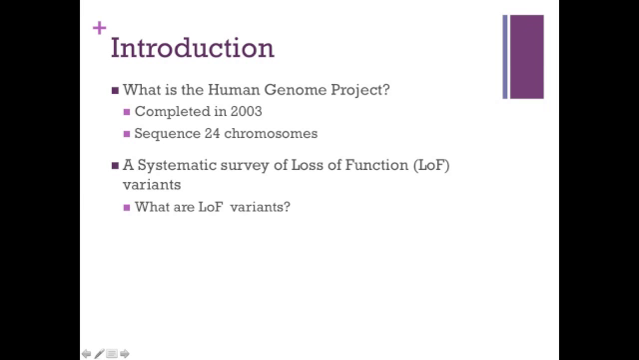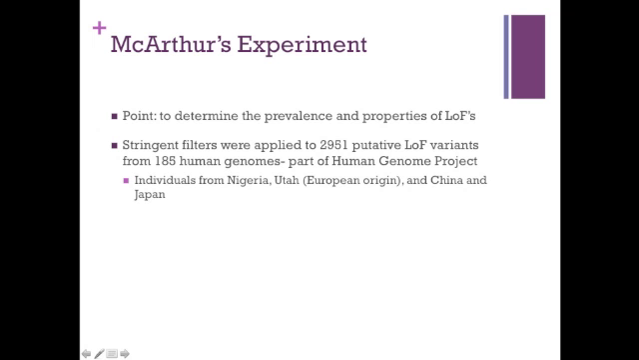Each human genome contains variation from one individual to the next. Loss-of-function variants represent changes within the genome that alter a protein's function. The recent experiment, a systematic survey of loss-of-function variants, was a substantial sequencing project that altered the way we perceive these variations. The point of this experiment was to determine not only the prevalence, but also the difference between disease-causing loss-of-function variants and those that seem to have no effect on human fitness.